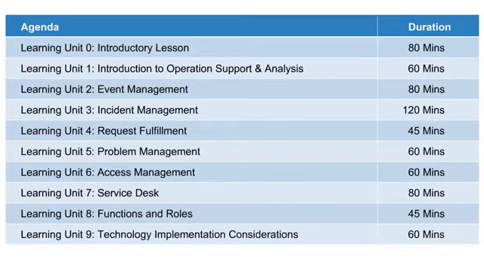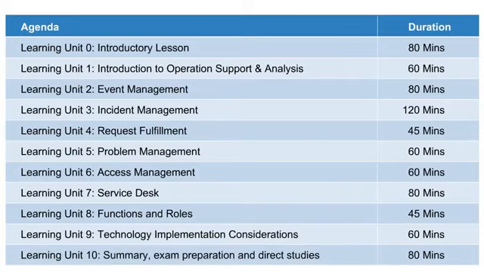Learning Unit 9 is all about technology and implementation considerations. It talks about technology requirements for service management tools and where and how they would be used within OSA for process implementation, and lastly, the best practices that need to be adapted to overcome challenges and risks when implementing service management technologies. Learning Unit 10 is the last of the module, which consists of summary, exam preparation, and directed studies.